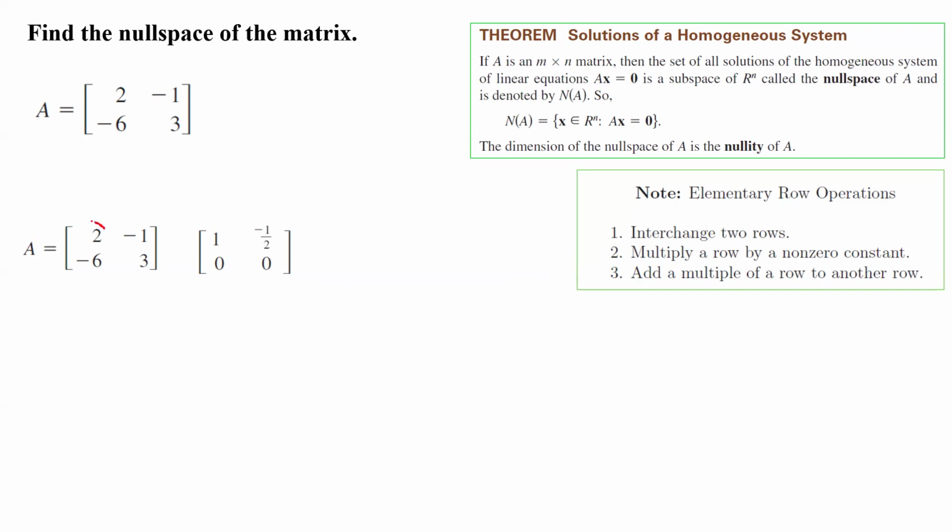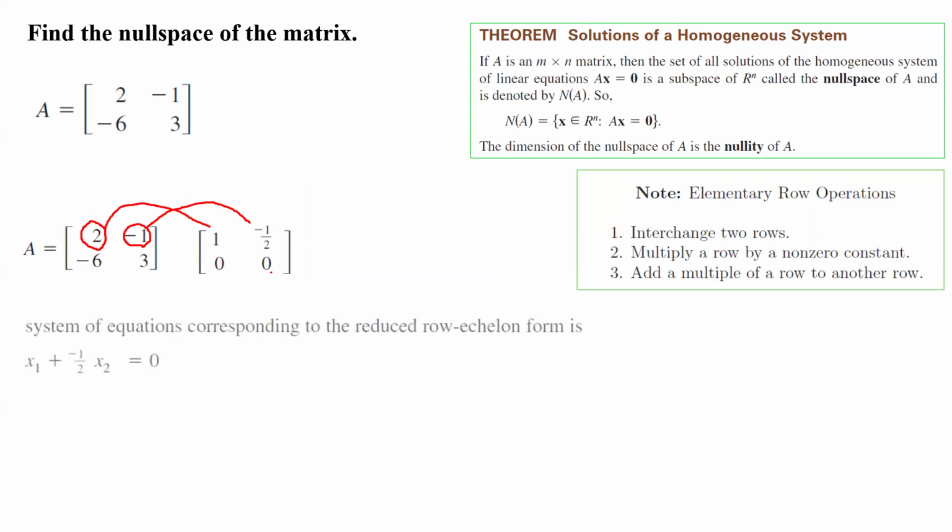Here you have 2, divide the first row by 2, and the first entry becomes 1, and the second entry becomes -1/2. If I multiply the first row by 3 and add it to the second row, it becomes 0 and 0. Why did I do that? Because it helps me to solve the system a little bit easier. X1 plus -1/2 X2 is equal to 0.